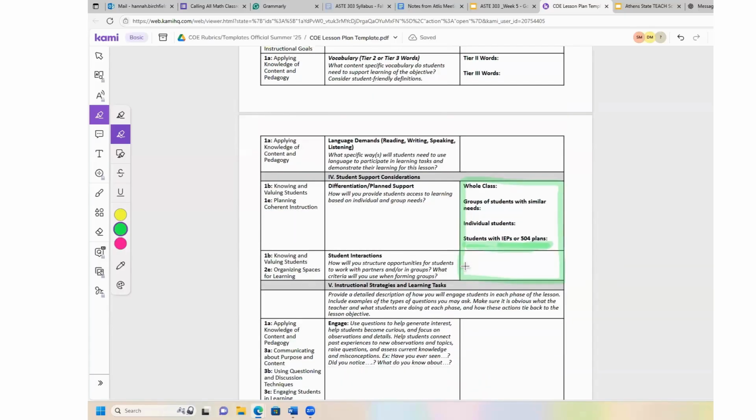Last thing that we're doing is student interactions. How will you structure opportunities for students to work with partners and or in groups? What criteria will you use when forming groups? When I formed y'all into groups, think about what did I do? I just put you in groups with your cable partner. That's the easiest thing to do. But as a teacher, you may say, okay, whole group, we're gonna start the discussion whole group. They're gonna do the activity independently for the first time. That's kind of what we did, right?